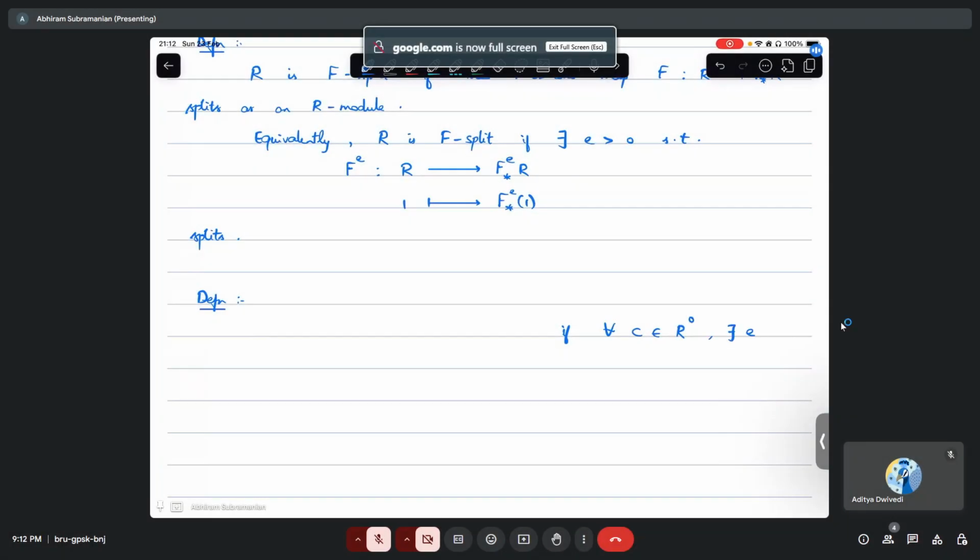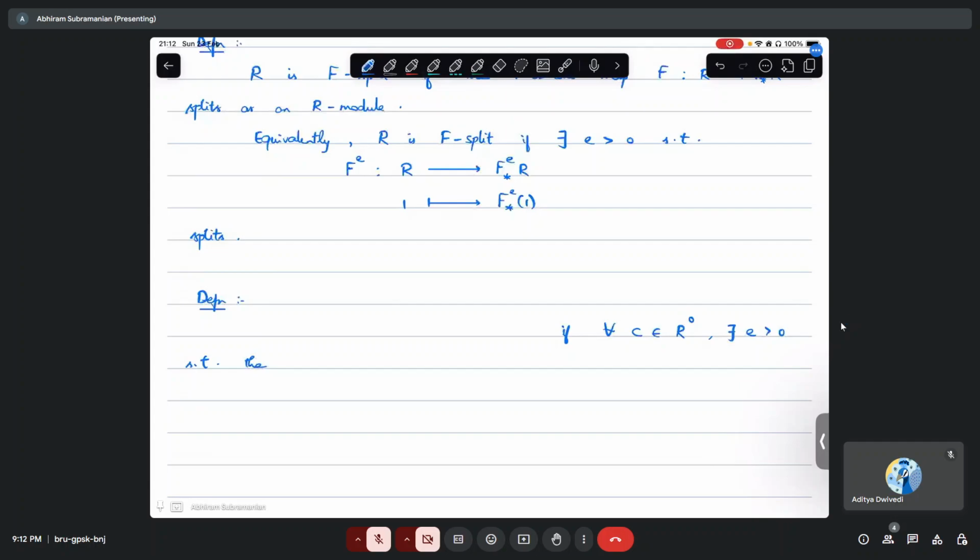There exists e greater than 0 such that the map phi, which is R to F^e_* R, sending 1 to F^e_* of c. So this map is also called multiplication by F^e_* of c, which you can see why.